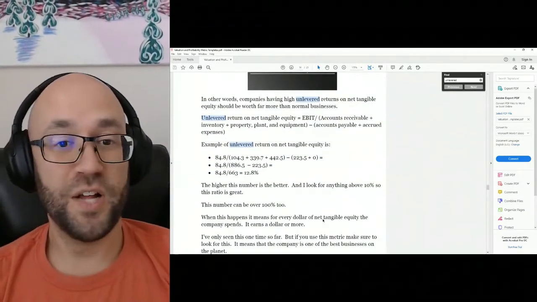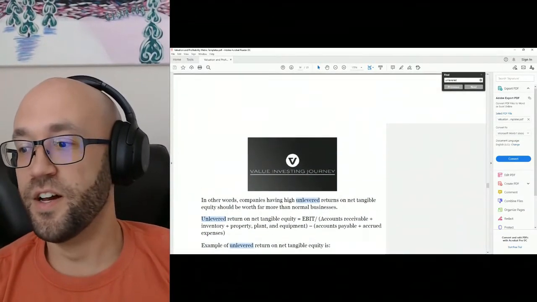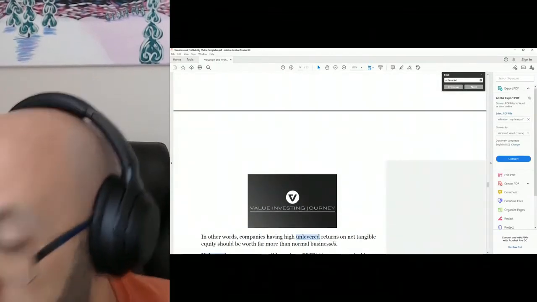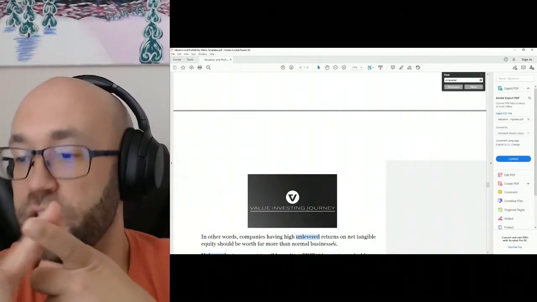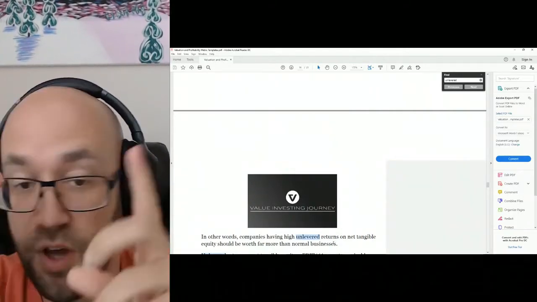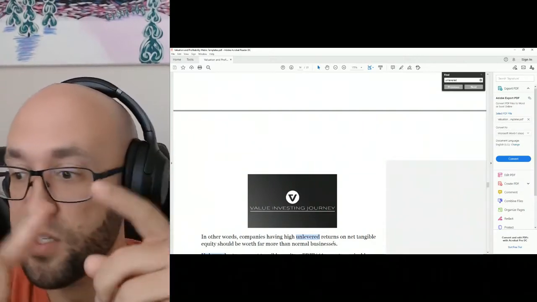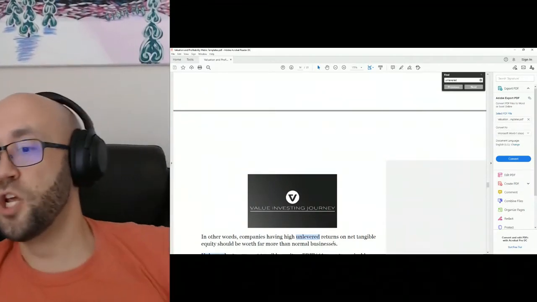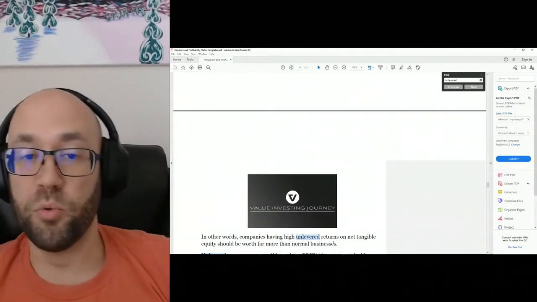That's why I wrote this down here. We'll get to the calculation in a couple of weeks, so I'll scroll back up. But I want to focus here because if I look at that, I'm going to get distracted. In other words, the above means that companies having high unleveraged returns on net tangible equity should be worth far more than normal businesses.